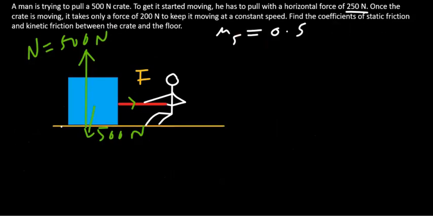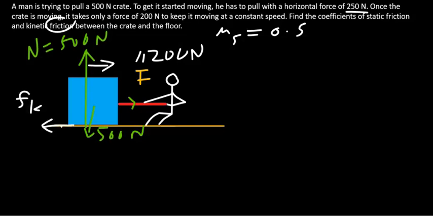Now the coefficient of kinetic friction. Now we know it only takes a force of 200 newtons to keep the crate moving. So now the crate is moving to the right. That means there is kinetic friction acting to the left. And we know the value of the kinetic friction is given by mu k times the normal force.